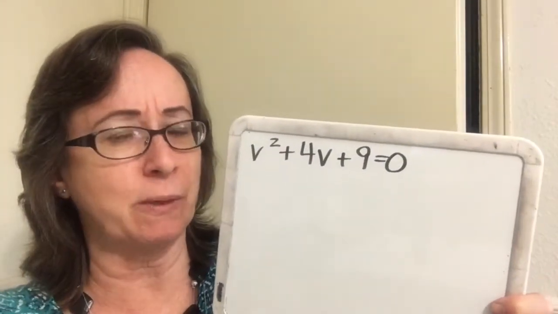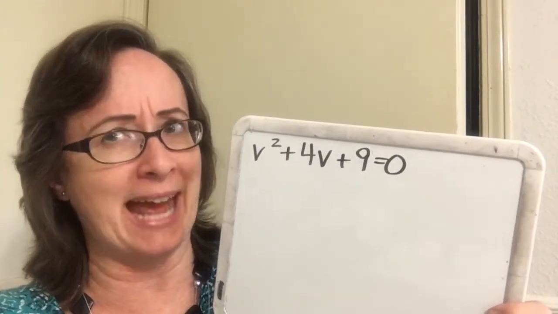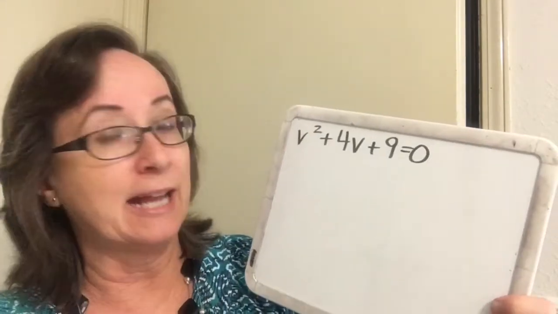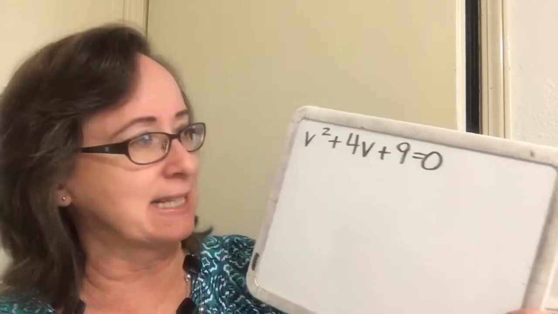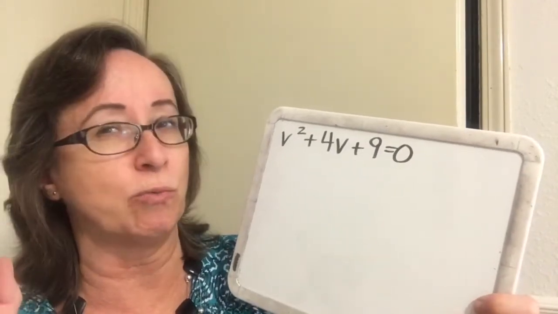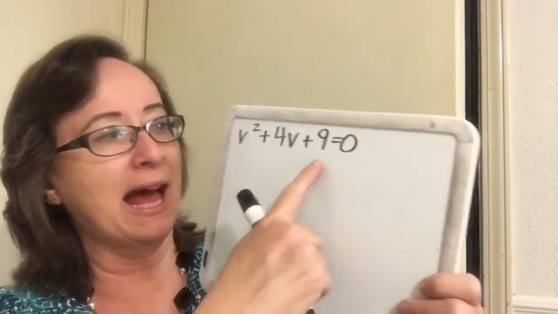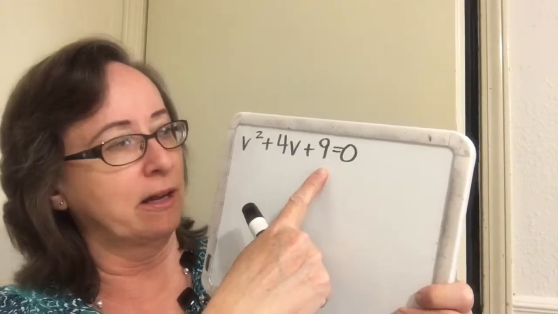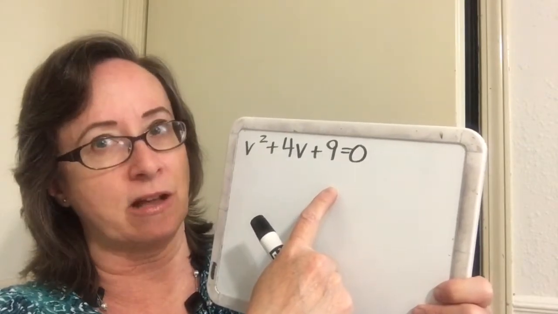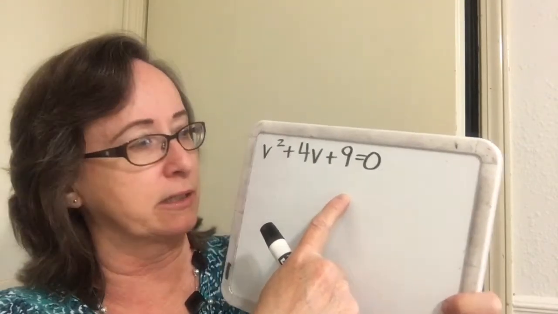Now the cool thing is when we have an equation, we are allowed to add the same thing to both sides without destroying the equation. As long as we do it to both sides, it's legal. So the first thing I'm going to do is get my equation ready to complete the square. I don't need this 9 here. Right now, this is not a factorable equation. I cannot solve it using the methods I've already learned.